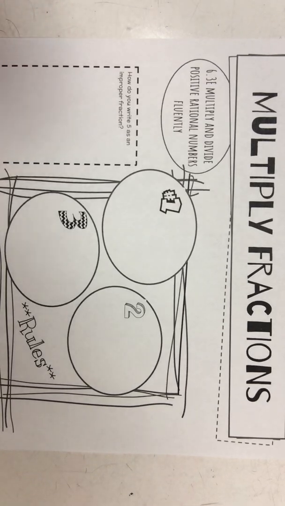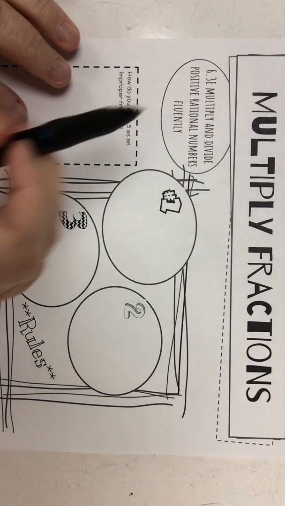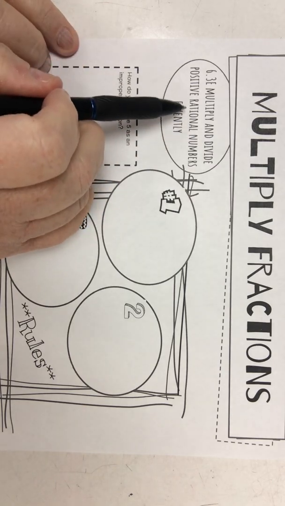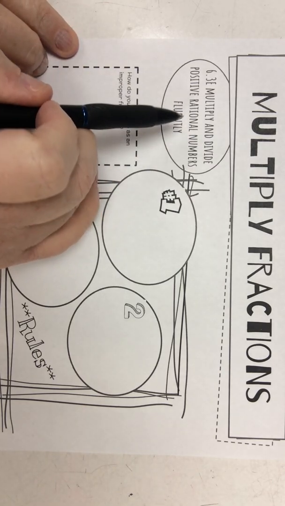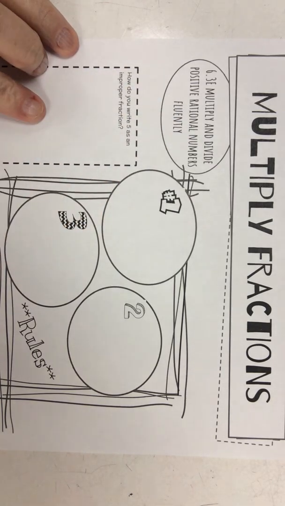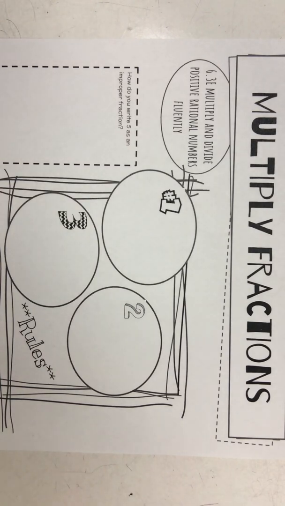Yay! So our standard here is actually a very broad one. It's multiply and divide positive rational numbers fluently. What this is going to mean is positive whole numbers, or I guess not negative integers, just positive, fractions, or decimals, okay? So a couple of rules here.